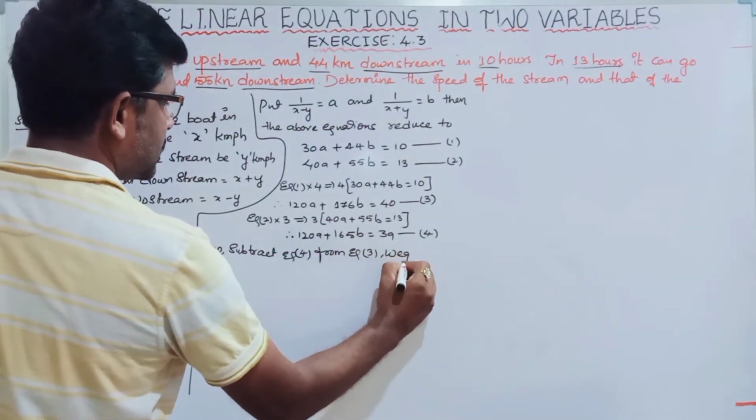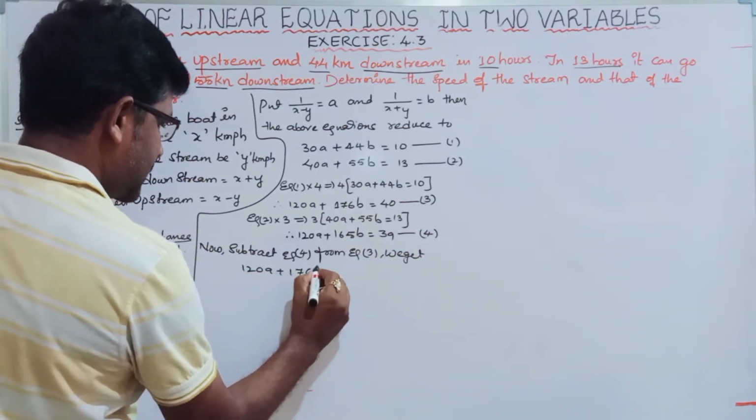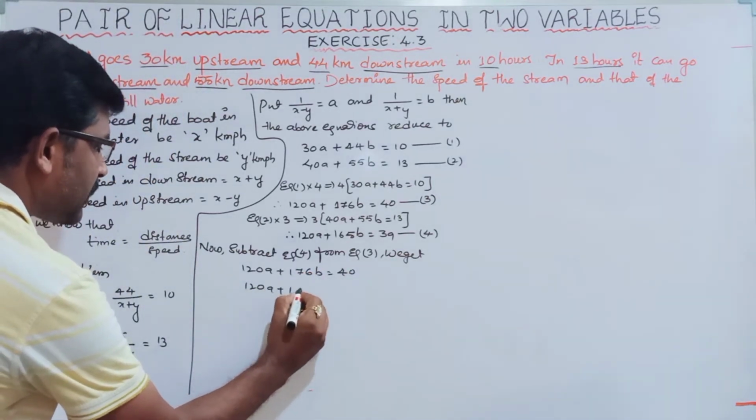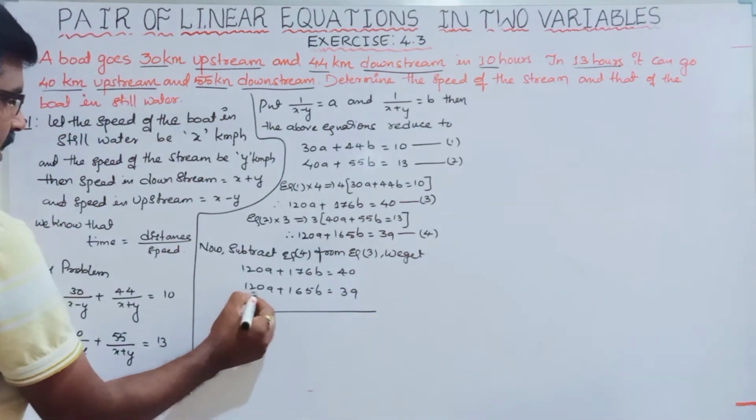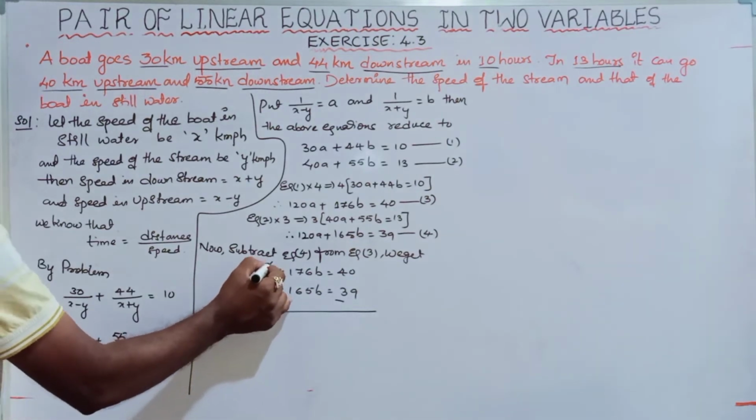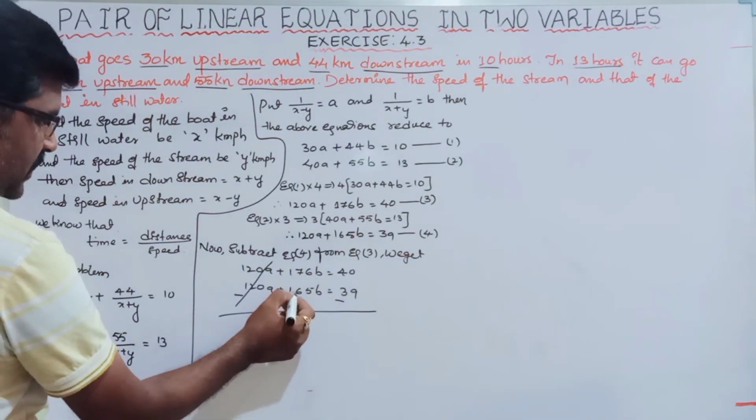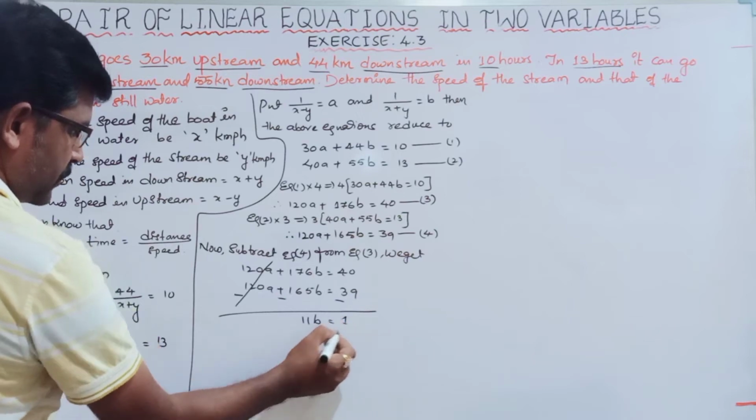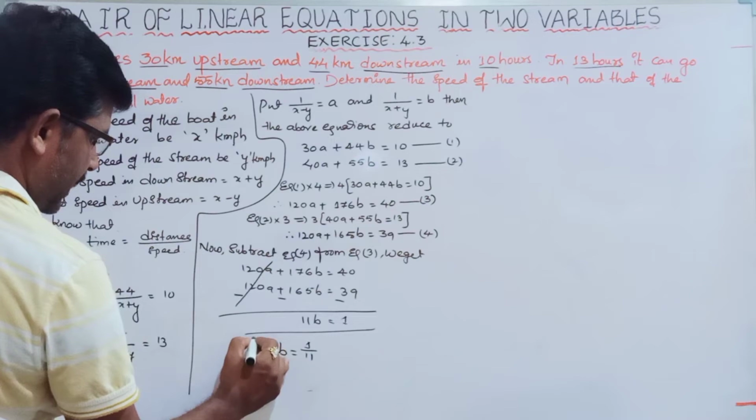We get 120a plus 176b is equal to 40. 120a plus 165b is equal to 39. So minus, here, plus, 120a minus 120a will get cancelled. 176 minus 165, 11b is equal to 1. Therefore b is equal to 1 by 11.